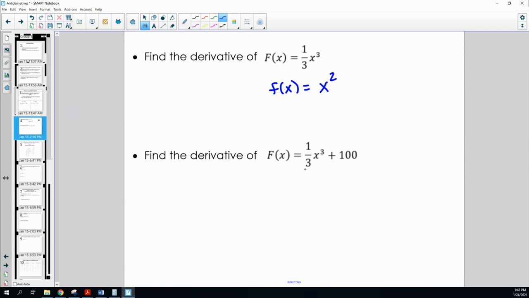Now we want to find the derivative of f of x equals 1/3 x cubed plus 100. Again, I'm going to use the power rule. The derivative of 1/3 x cubed is x squared, and the derivative of 100 is 0. What we can notice here is that both of these give us the same derivative, but with different functions. We started with two different original functions. The second one has a plus 100, the first one does not, but their derivatives are the same. And this is really important.